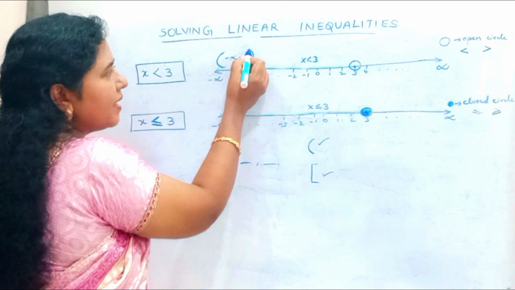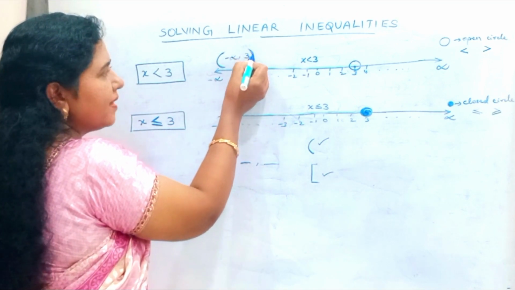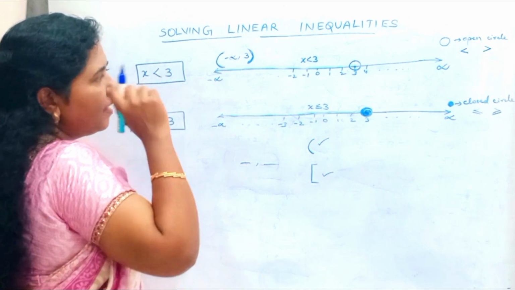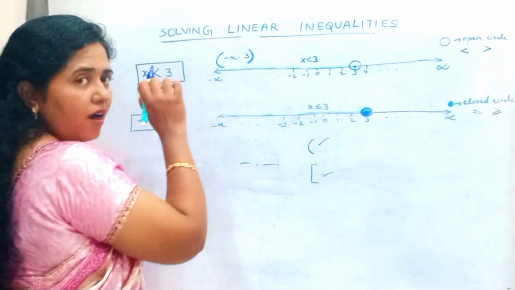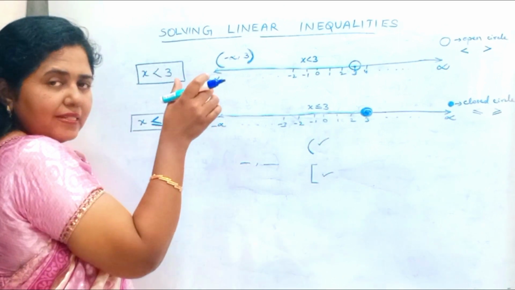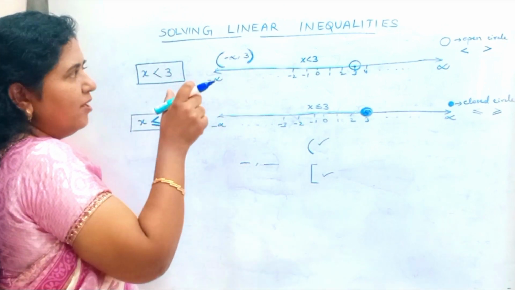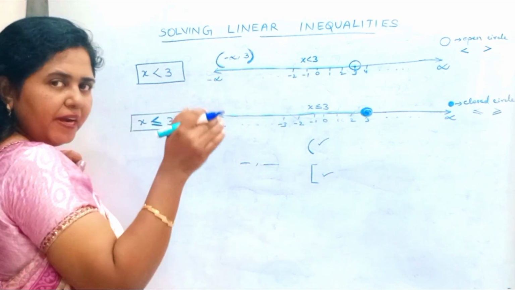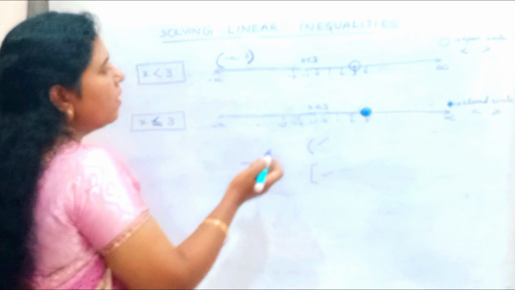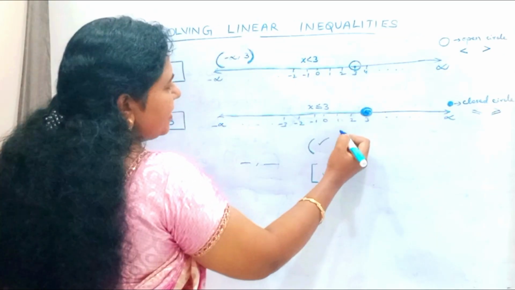When we see a parenthesis in this way, automatically we can come to the conclusion that that particular value is not included. It is just the value of some limit. It shows the range, that's all, but that particular value is not included. Okay, now coming to the next example.